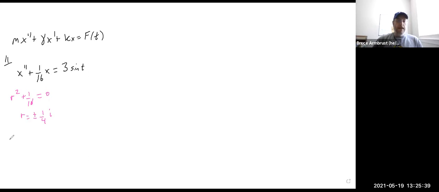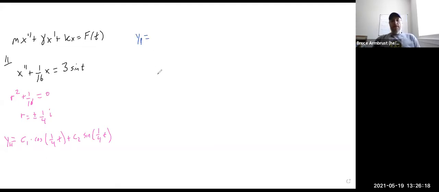So that means that in terms of our homogeneous solution, I'll write y_h for homogeneous. Complex, we need e to the lambda t. Well, there's a 0 there, so there's no e to the t. And so then we're going to get c1 times cosine of 1/4 t plus c2 sine of 1/4 t. So always start with the solution of the homogeneous. And now we're going to go find a particular solution.